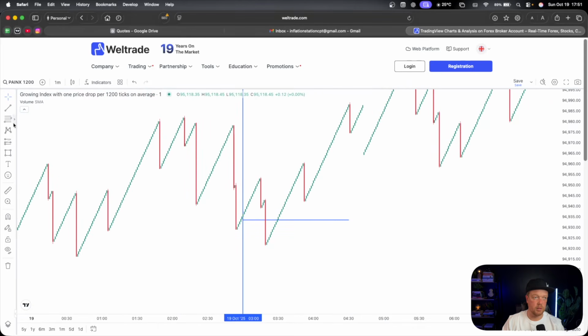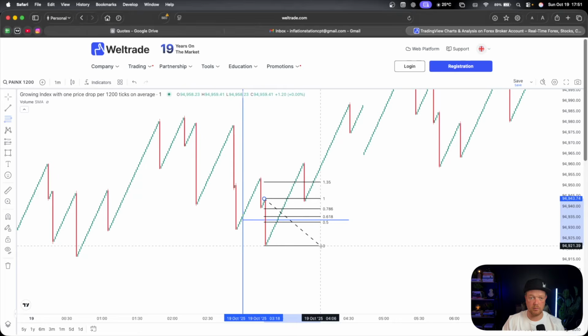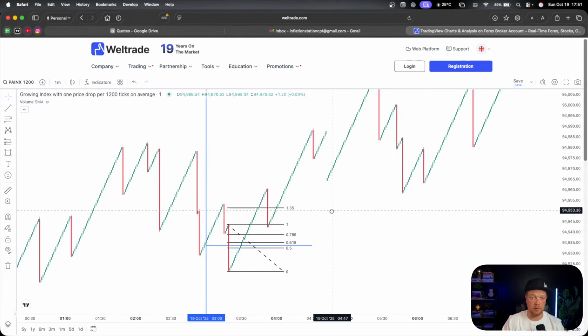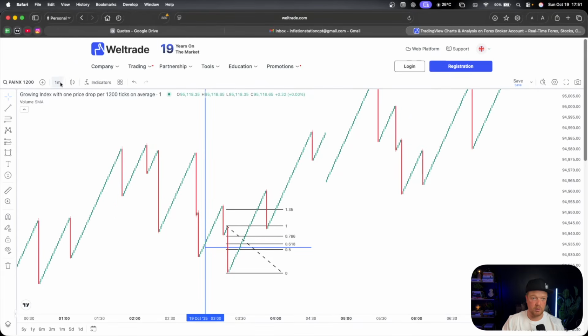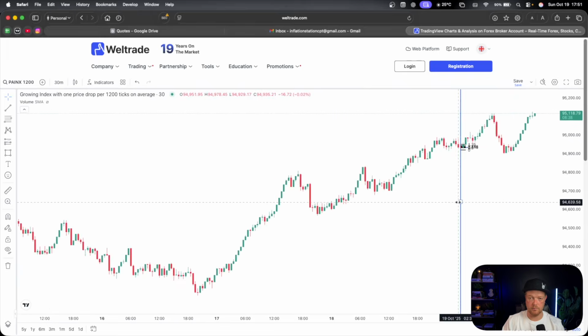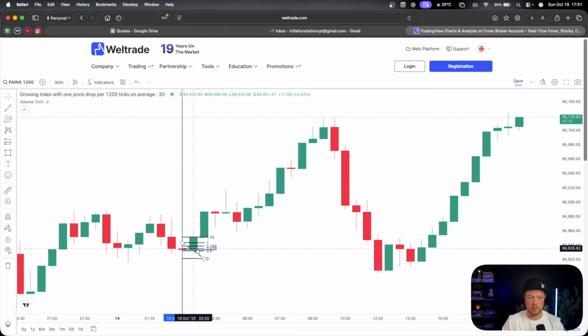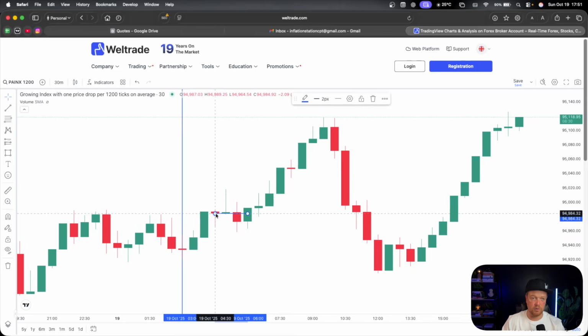Here we go. So you draw your fib from this high to this low. Guess what? You got stopped out. Nothing you can do about it. That's part of trading. Let's go back to the 30-minute. Let's just delete this. Where was the next bearish candle? Was right over. Yeah.